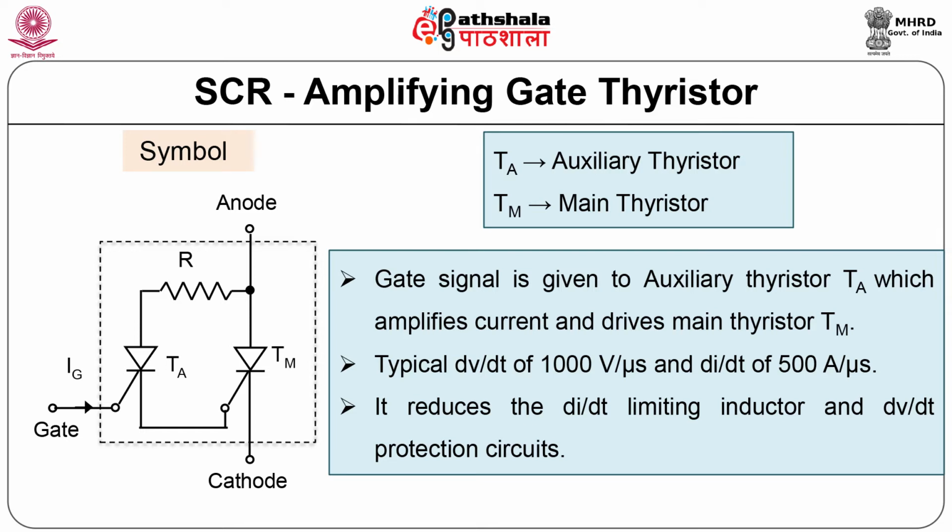It has a high dV by dt, that is 1000 volt per microsecond, and dI by dt limited to 500 ampere per microsecond. Since dV by dt and dI by dt are high, the limiting inductor value decreases.